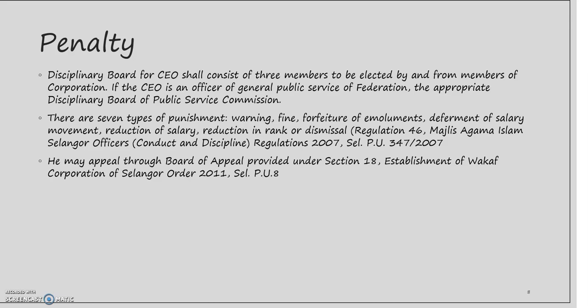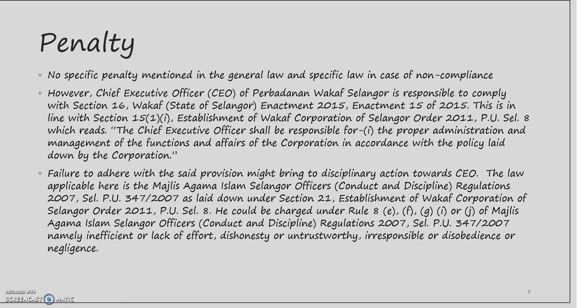The person can appeal to the Board of Appeal provided under Section 18 of the Establishment of Waqf Corporation of Selangor Order 2011. So it shows that it is actually important to gazette Waqf property in order to make it in line with the condition of Waqf, that it has to be perpetual. It is a duty of the Majlis Agama Islam to protect Waqf property. We believe that by having a proper procedure for gazette, we can ensure that Waqf properties are protected, and the condition of perpetuality of Waqf can be maintained, or upheld.